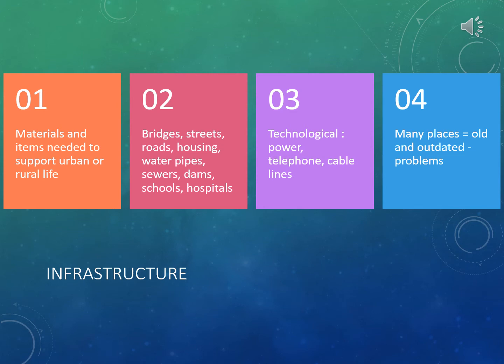These can include bridges, streets, roads, housing, water pipes, dams, schools, and hospitals. These are your typical physical infrastructure components. You can also have technological infrastructure, which includes your power, telephone, or cable lines. One of the major problems is across the United States, large amounts of our infrastructure are old and outdated, specifically when we're talking about our power transmission.